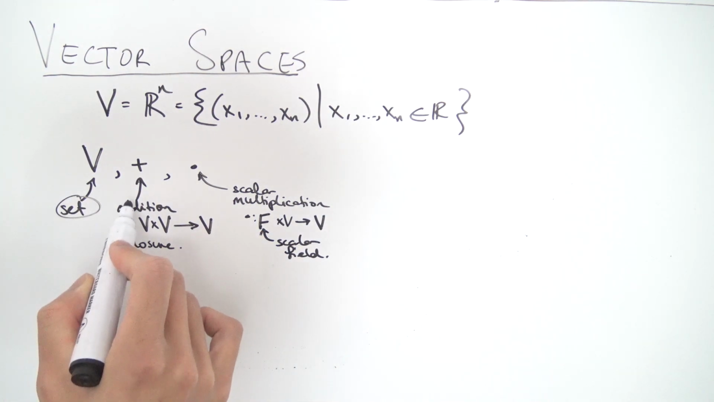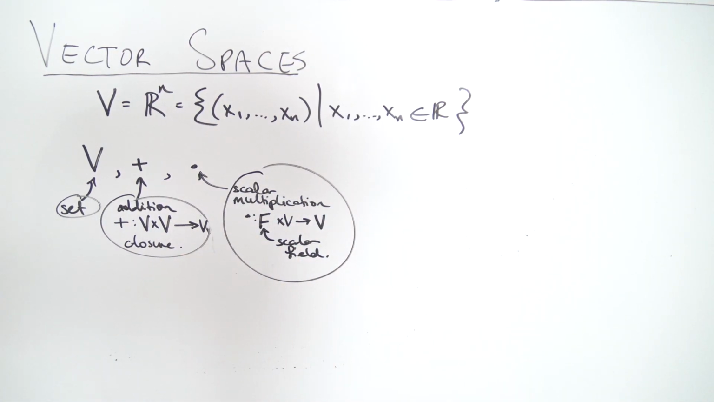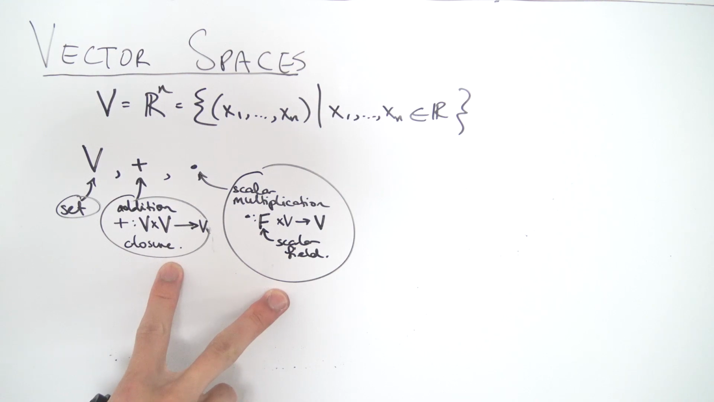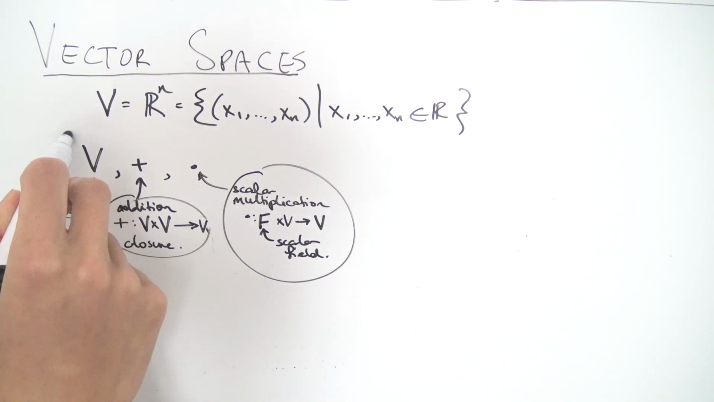We have a set, we have addition, which is closed, and we also have scalar multiplication over here, which is closed as well. And now on top of these operations, we also need these operations to satisfy some certain conditions. They can't just be any operations that take two elements and spit out another element. We also need them to satisfy a further 8 axioms. But what we have so far is essentially what a vector space is.